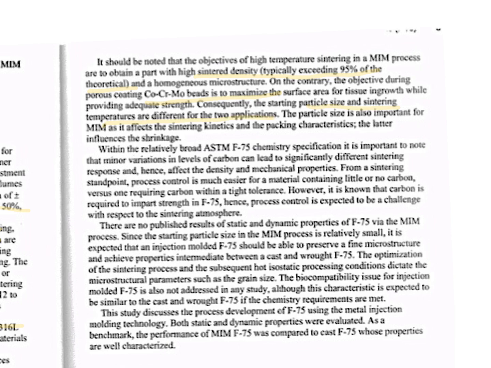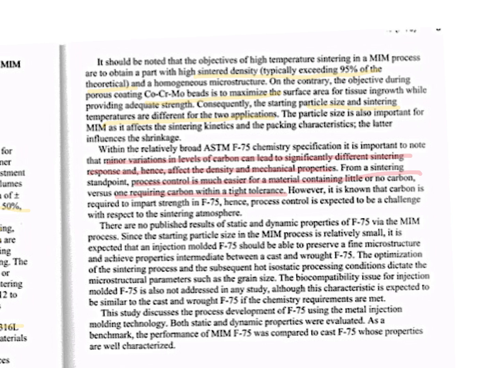Let's see. And then, very importantly here, minor variations in levels of carbon can lead to significantly different sintering response and hence affect the density and mechanical properties. All right. From a sintering standpoint, process control is much easier for a material containing little or no carbon versus one requiring carbon within a tight tolerance. All right. So this speaks to the idea that we know we need carbon, we know we need certain amounts of carbon, and we don't want to get it too far away from the amount that we're targeting. All right, so that's what he's referring to here.